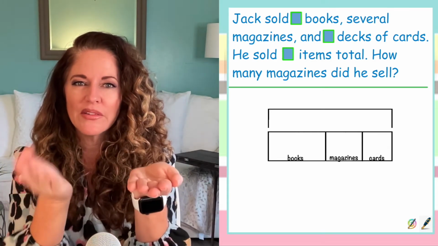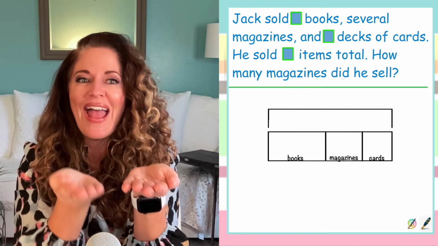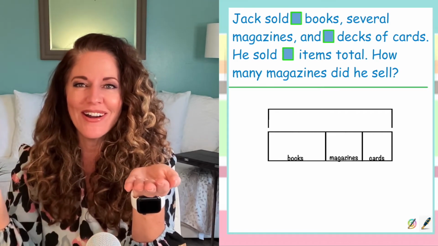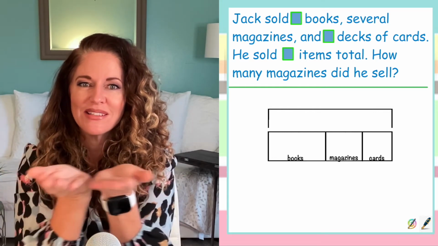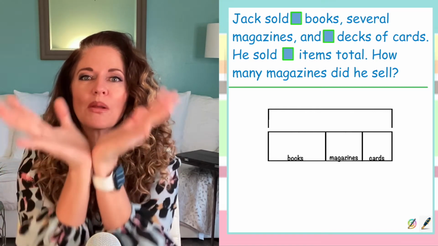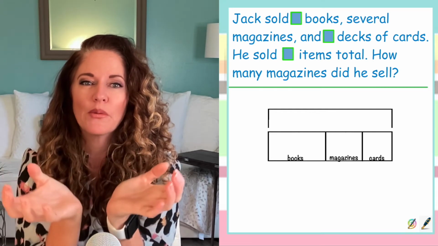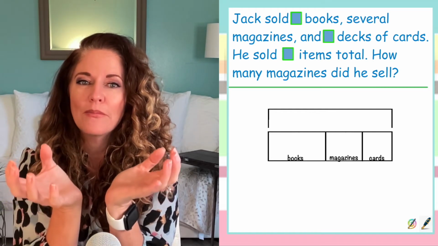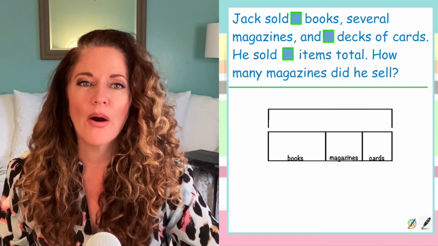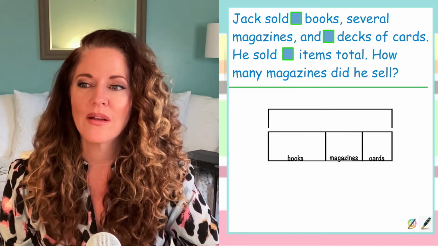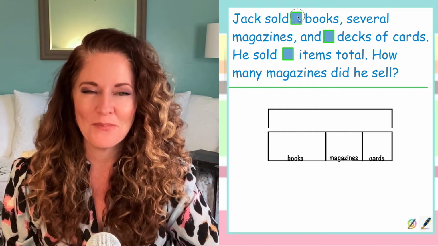So he sold books, he sold magazines, and he sold decks of cards. So we've got 1, 2, 3 parts this time. He sold blank items total. So whatever's underneath that items box, that's our whole. So we've got part, whole. Let's go ahead and model it now.